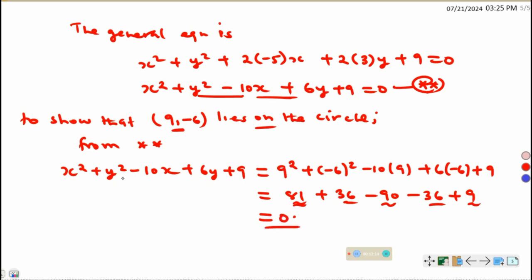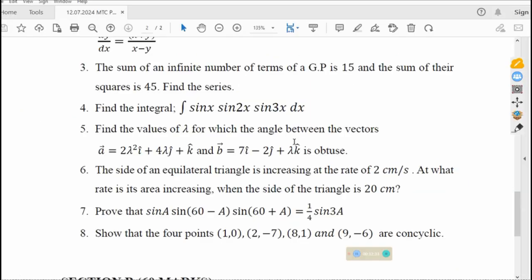Now it is very clear that the point 9, negative 6 satisfies the equation of the circle. So since the point 9, negative 6 satisfies the equation of this circle, which is passing through the points 1, 0, 2, negative 7, 8, 1, 9, and negative 6, then we shall conclude that these 4 points here are concyclic.